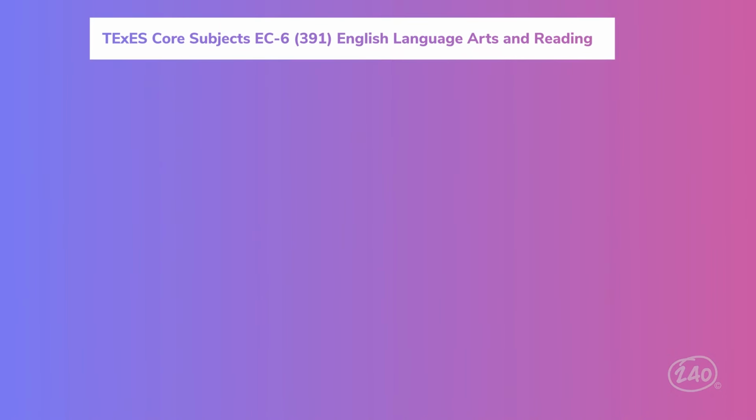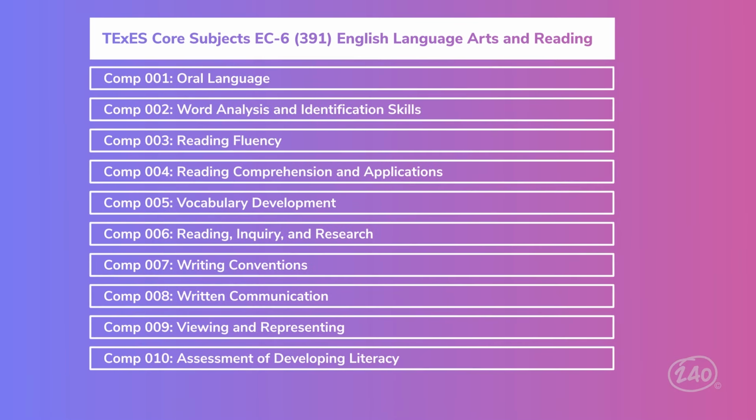Now, the Core Subjects EC-6 English Language Arts and Reading test consists of 10 areas called competencies. These are oral language, word analysis and identification skills, reading fluency, reading comprehension and applications, vocabulary development, reading inquiry and research, writing conventions, written communication, viewing and representing, and assessment of developing literacy. I know, that's a lot. Each competency has descriptive statements that give more detail, but still not quite enough, about what will be covered on your exam. We'll go over a key concept from each competency.